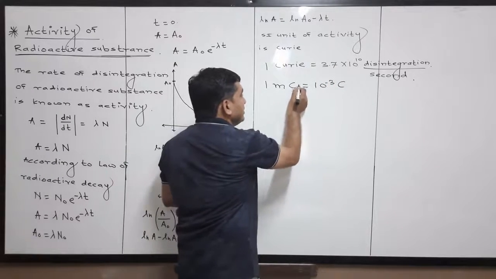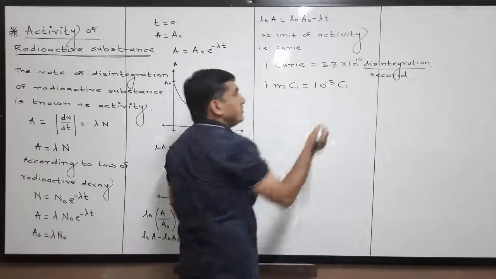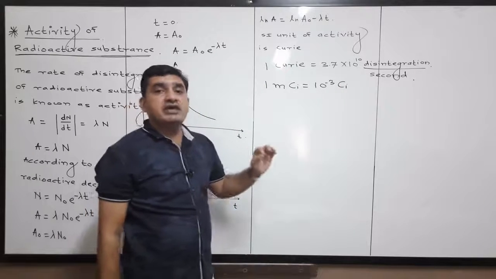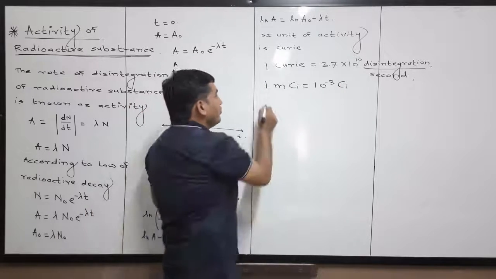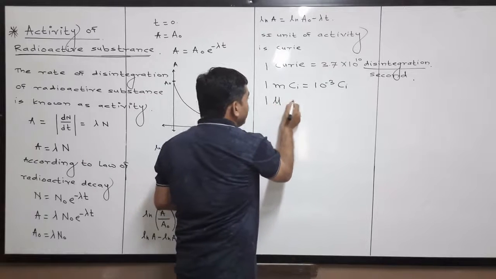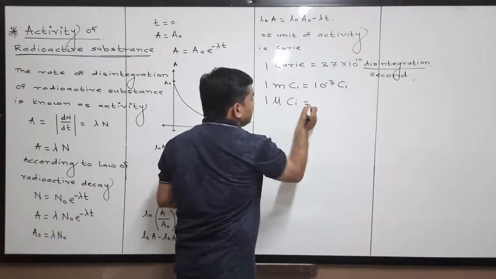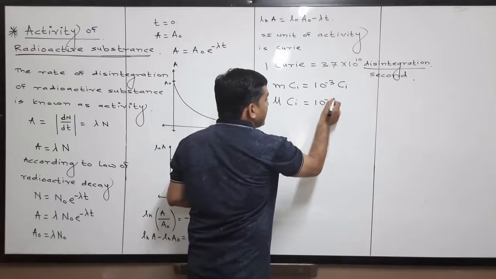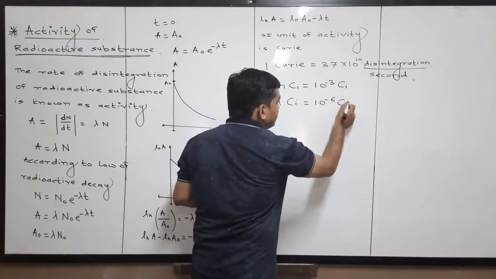Okay, 1 millicurie is equal to 10 raised to minus 3 curie. 1 microcurie is equal to 10 raised to minus 6 curie.